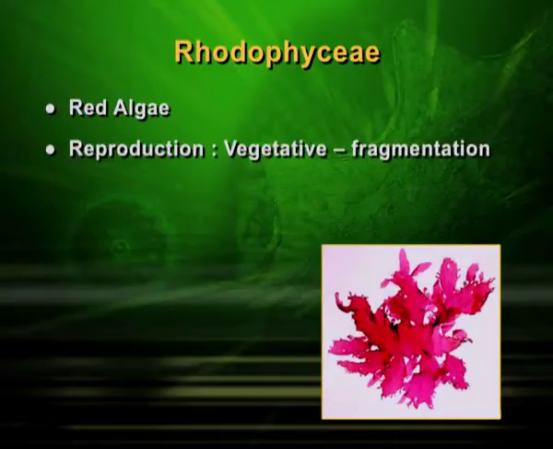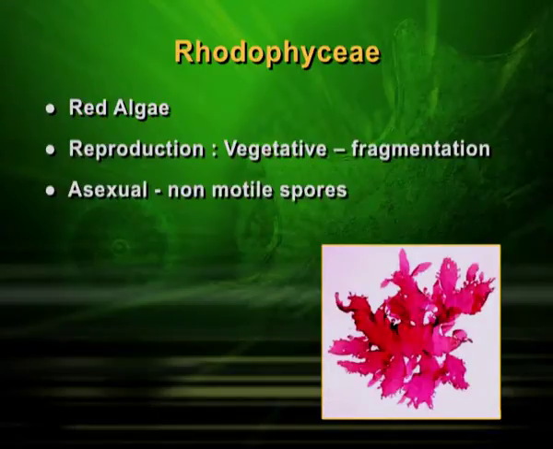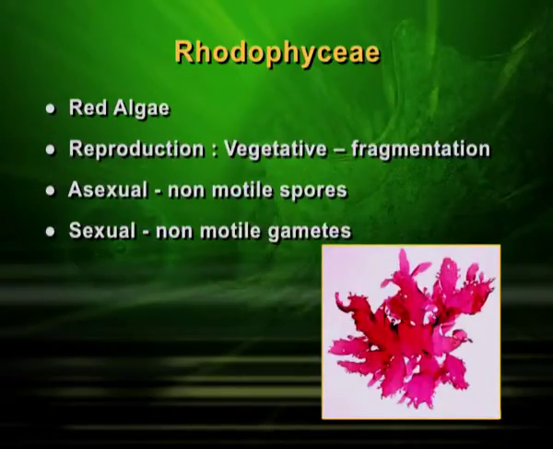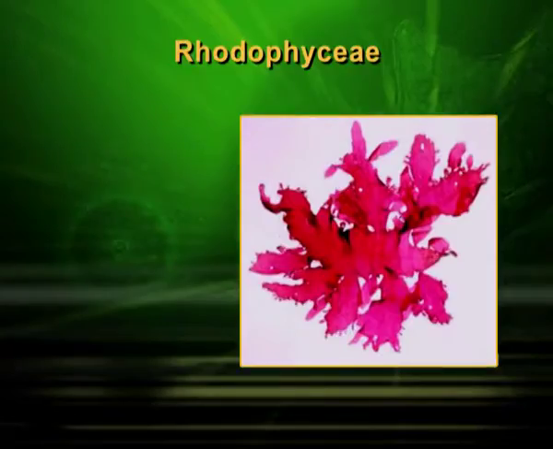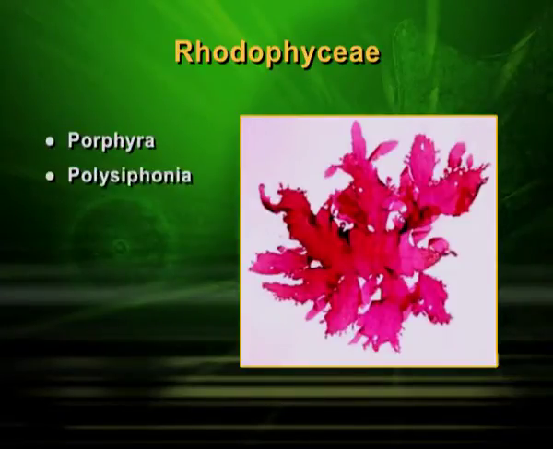It has vegetative reproduction by fragmentation and asexual reproduction by way of producing spores which are non-motile. So, please children, remember that in this case asexual reproduction is by non-motile spores and sexual reproduction is also by non-motile gametes. But the thing to appreciate is that all three kinds of reproduction are found in this particular class also, called Rhodophyceae. Good examples of Rhodophyceae are Porphyra, a very famous example, Polysiphonia and Gelidium.